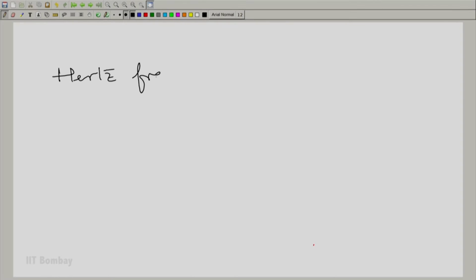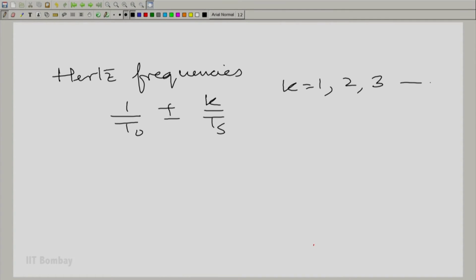The Hertz frequencies are essentially 1 by T0 plus minus k by Ts, k equal to 1, 2 and so on. And of course, Ts is strictly less than T0. So, let us take for example, the possibility k equal to 1. Now, 1 by T0 minus 1 by Ts would be negative, because 1 by Ts is greater than 1 by T0. Now, we do not want a negative frequency. So, what correction can we make?